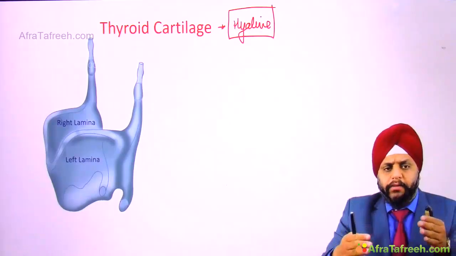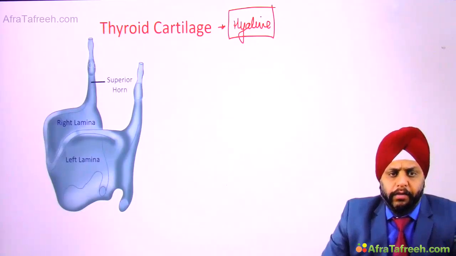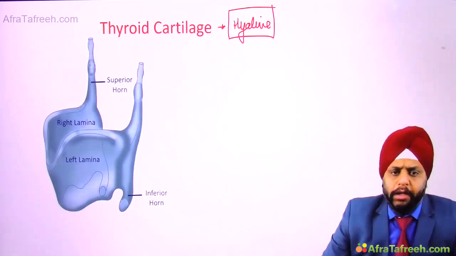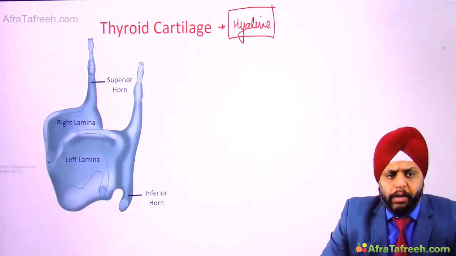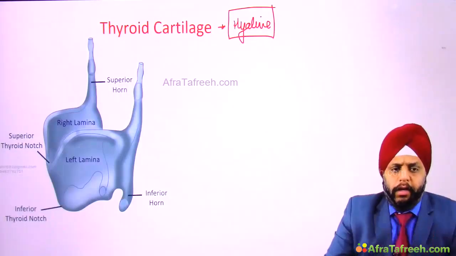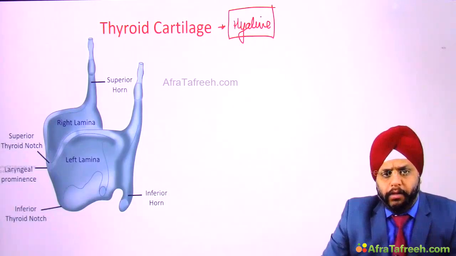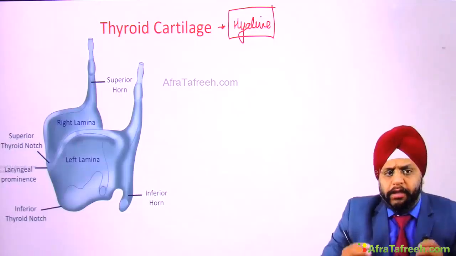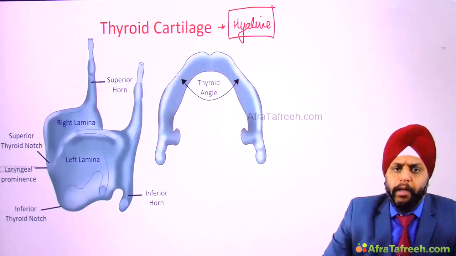There are two laminas, right and left. They meet in the center. Now each lamina, you can see over here, has a superior horn and an inferior horn, right? The two laminas are meeting in the center, where they form a superior thyroid notch and an inferior thyroid notch, and there is a laryngeal prominence or protuberance.